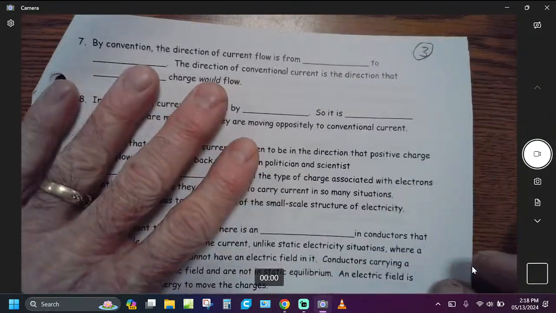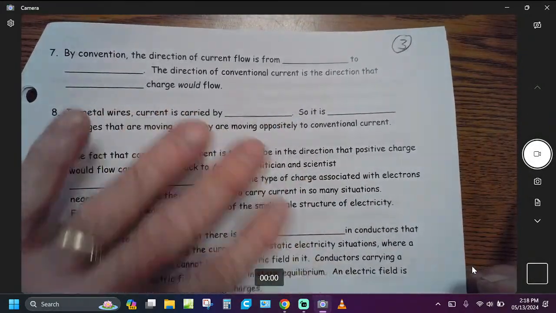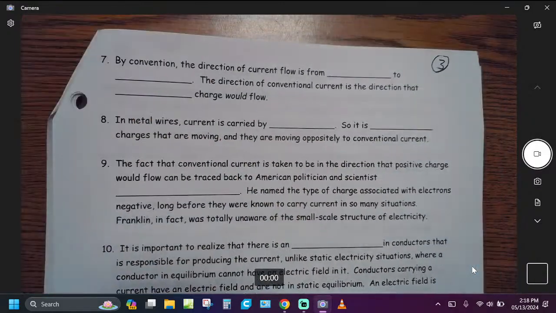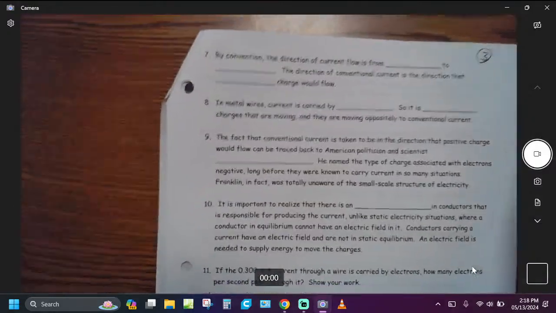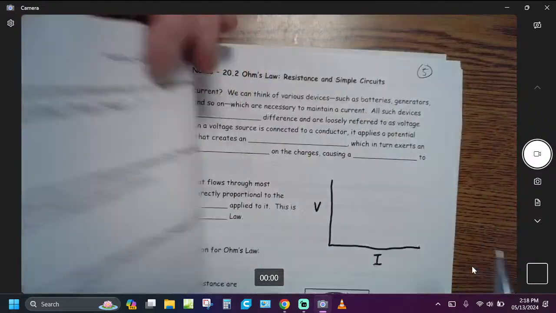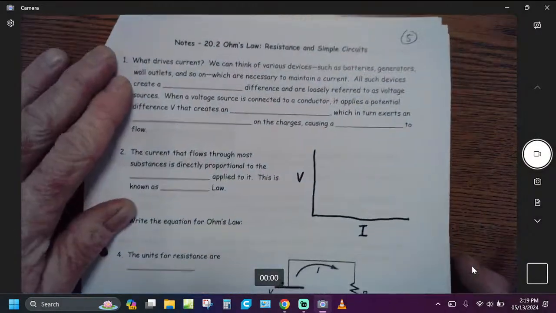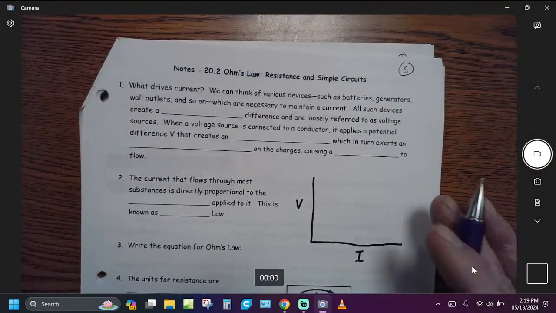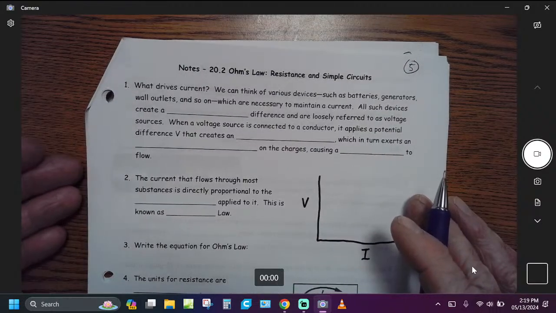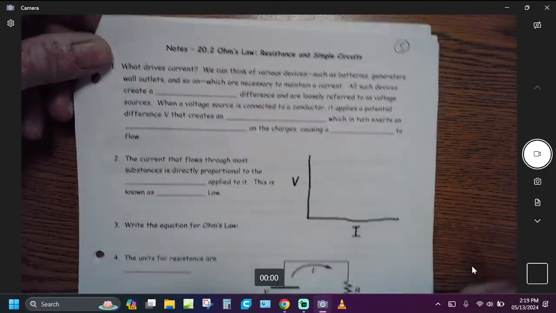So this next page, we did it in the other class. We're not going to do it, so let's skip this for now. Basically, it's just talking about Ben Franklin. It's throwing out there that we do current totally backward because we pretend that current flows from positive to negative, and it doesn't. It's actually negative charges going the other way.